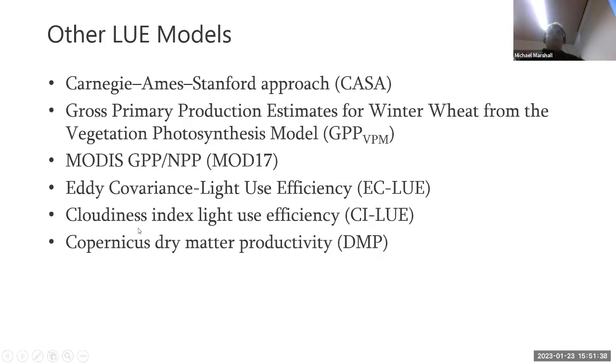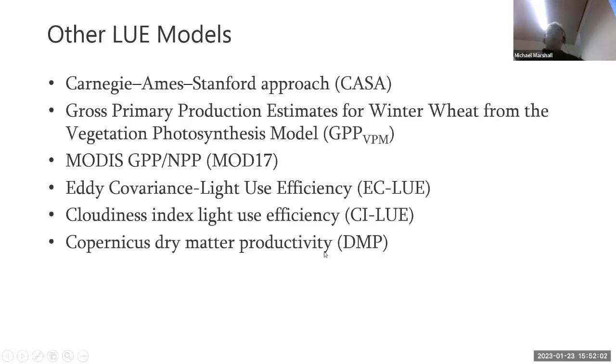You can see these, like the cloudiness index light use efficiency. This one's really good because it accounts for diffuse light conditions, which a lot of models don't. And in fact, diffuse light actually tends to lead to higher productivity, which you might not think is intuitive, but it's true.